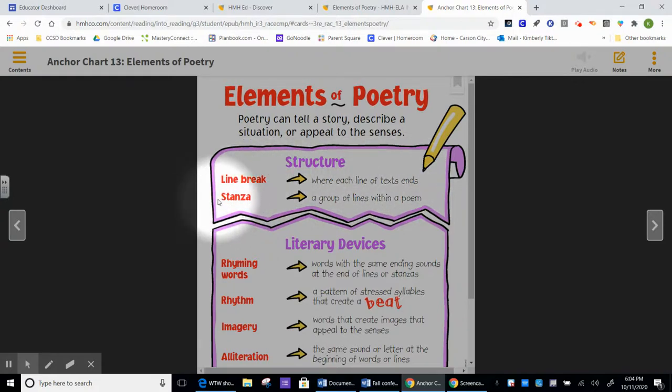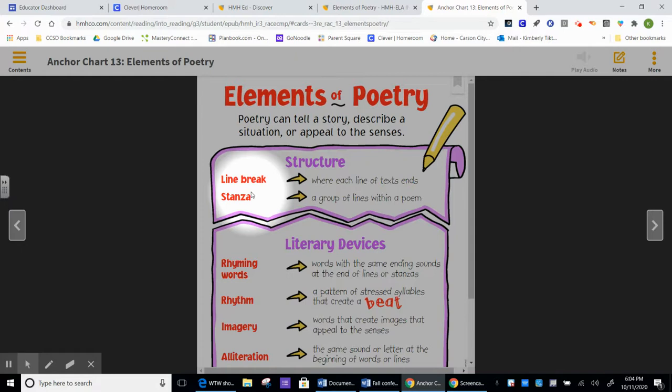And stanzas. Poems are organized into stanzas, and that means it's a group of lines within a poem. It's similar to paragraphs in prose, and some poems just have one stanza. You're going to notice that this week's poems all have just one stanza. But if you watch the recording of the long O sounds, the poem at the end has more than one stanza. So you can see an example of both.